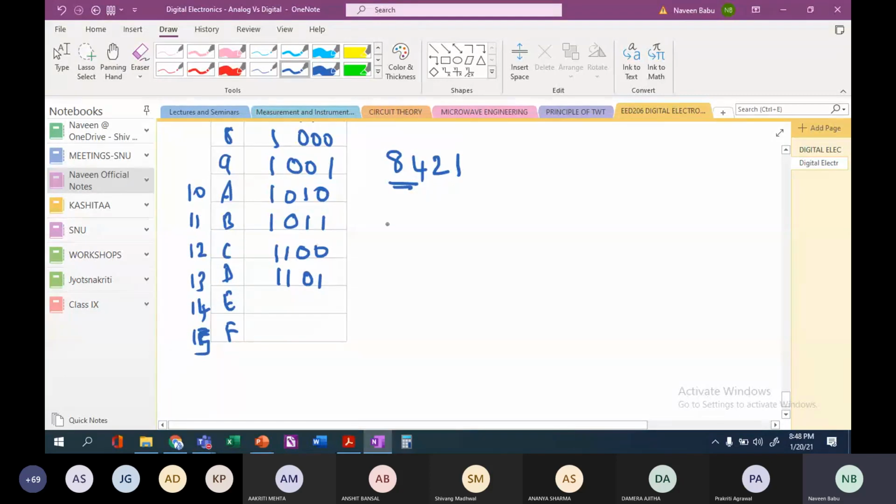So 12 plus 1 is 13. Then 12, 14. So what makes it? So these three combination will make it 13. So 1, 1, 1, 0.